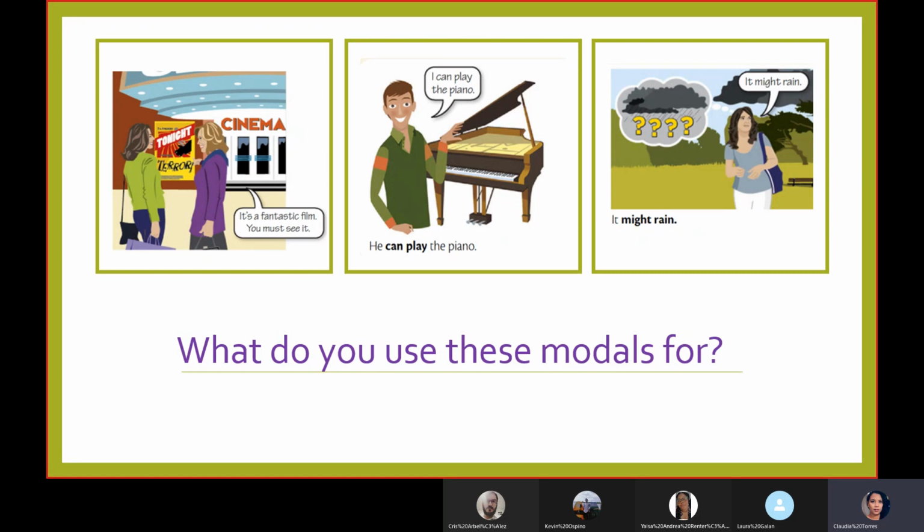Anybody else has a question or a comment about these pictures or the use of these modals? So remember, I can't see the chat now, I don't know if you're typing or not.